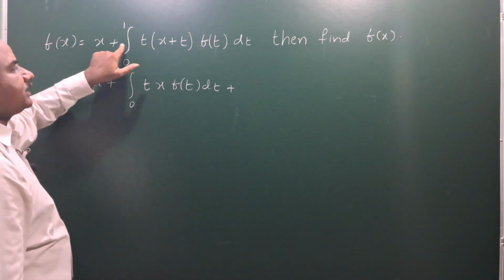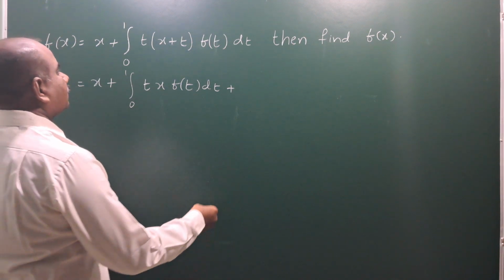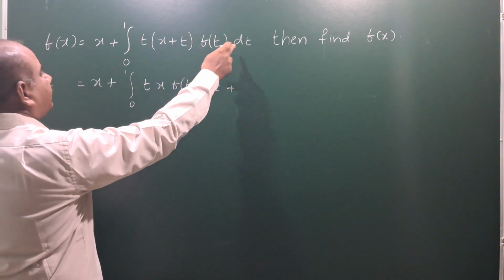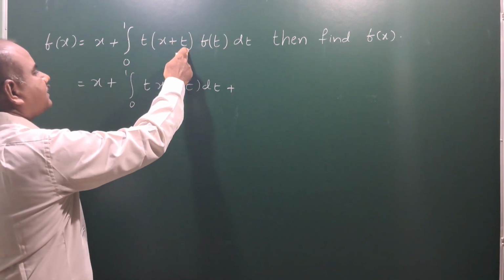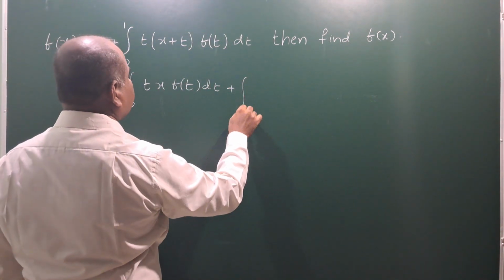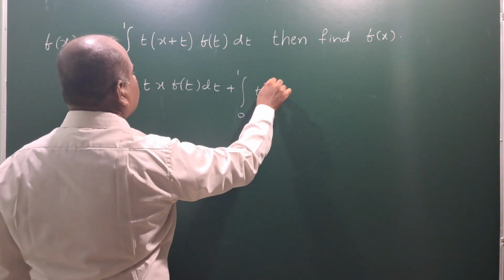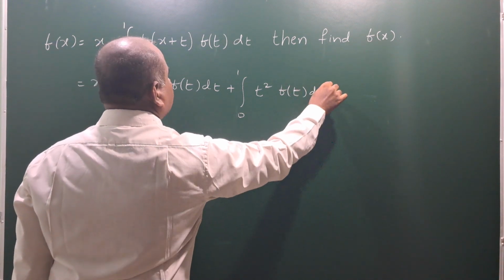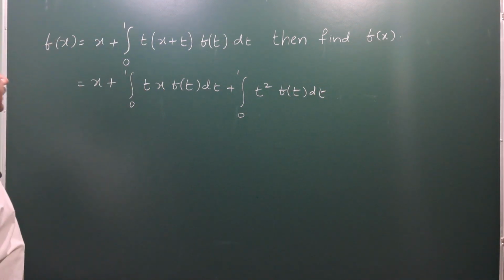We have to split this function into two integrals, plus integral 0 to 1 t into f(t) dt. t into t means t square. So integral 0 to 1 t square f(t) dt. So f(x) is like this.